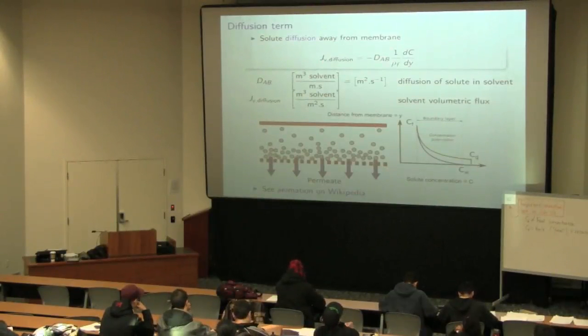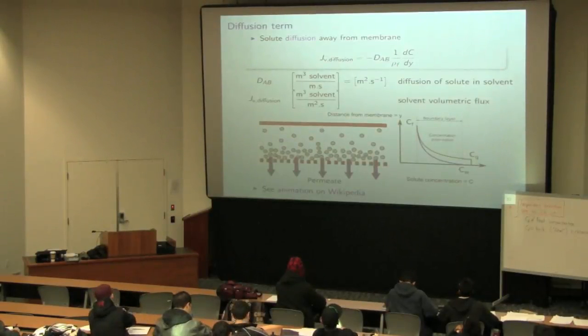I've got a term here for dividing through by the density. That's purely to account for the fact that I'm working in volumetric fluxes rather than mass fluxes. So rho F refers to the permeate density, times D_AB times dC/dy. So the standard diffusion equation of a solute in a solvent is giving me a model for the rate of diffusion away from the membrane.